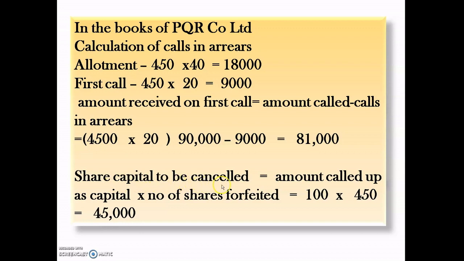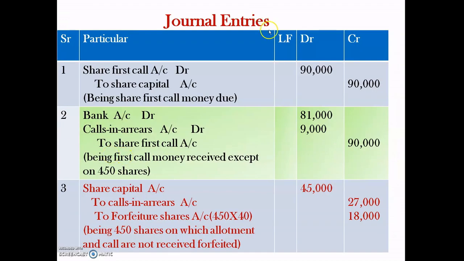Share capital to be cancelled. To calculate this, the formula is amount called up as capital multiplied by the number of shares forfeited. So it will come 45,000. This is new for you here. Next, see the journal entries.